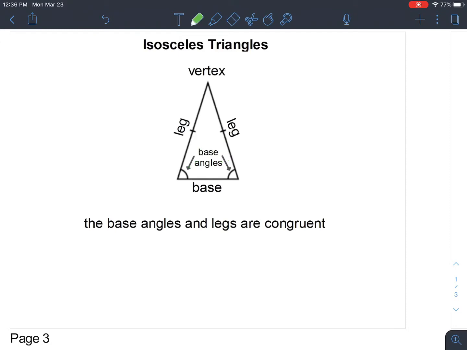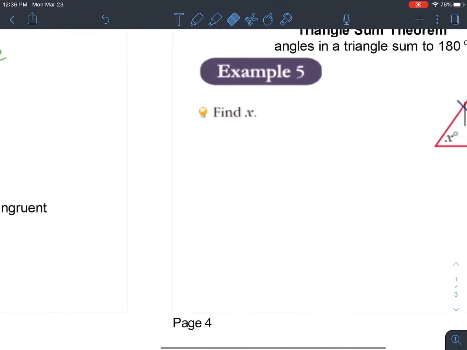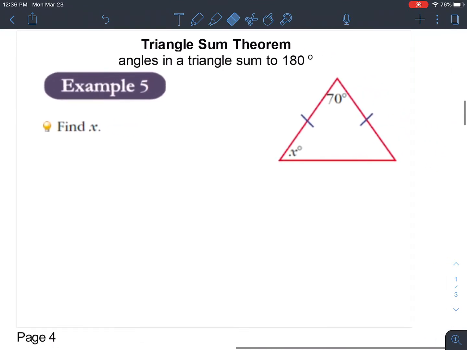Since these are going to be the base angles, we also then up at the top have the vertex, or sometimes you also hear it called the vertex angle. And that's just talking about then this angle here that is not congruent with the other two angles in the picture. So you probably are already familiar with this, that triangles will always add up to 180 degrees, and specifically we call that the triangle sum theorem.